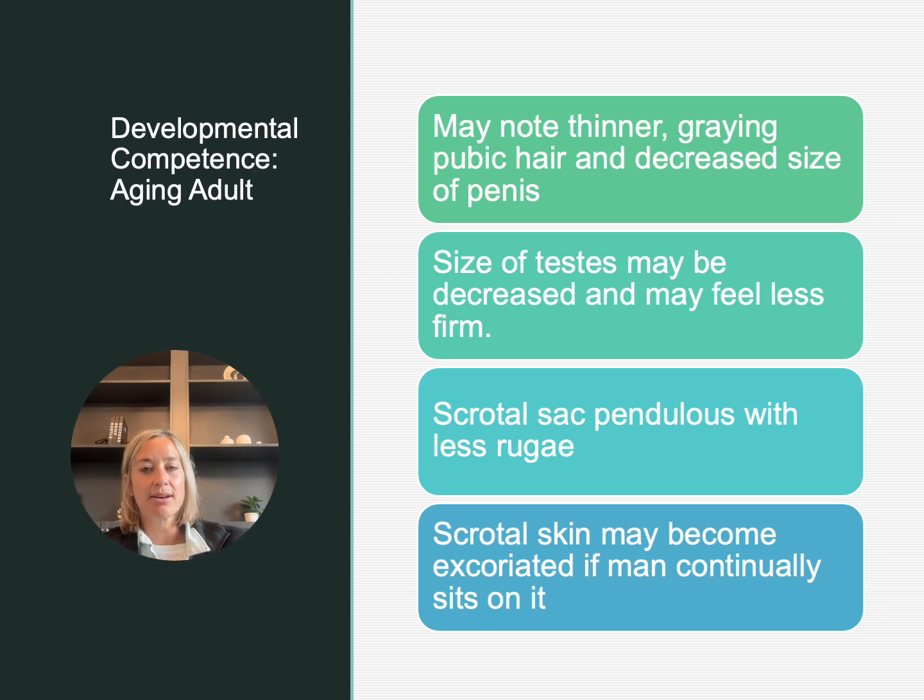With age, some men may notice that sitting for prolonged periods can cause irritation or excoriation of the scrotal skin. This happens because the skin might rest more against surfaces when it becomes more pendulous, leading to chafing or irritation. These are all typical age-related changes, and while they may be new for the patient, it's important to normalize them as part of the natural aging process, unless they're causing discomfort or indicating an underlying issue.